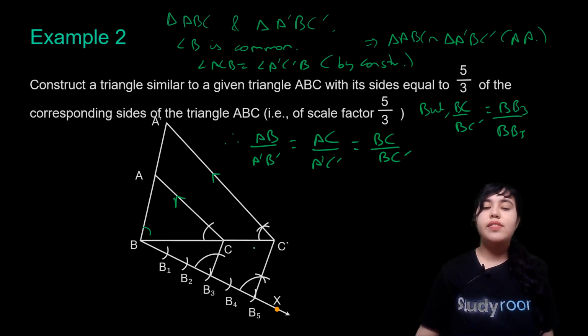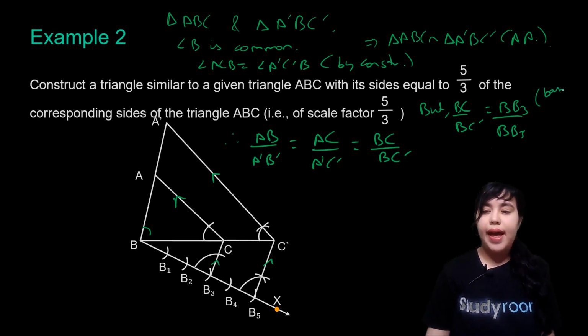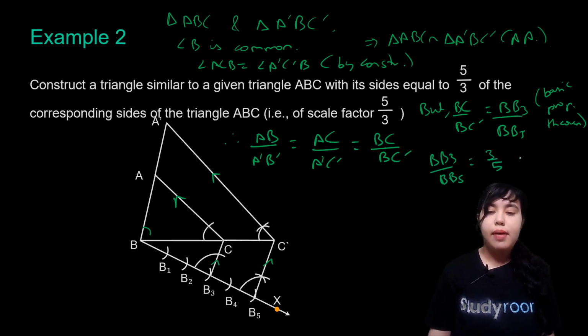You remember we were dividing a line segment in the earlier portion of this chapter, and there we did this by the basic proportionality theorem. Okay, when we make these two sides parallel by the basic proportionality theorem, two ratios turn out to be equal. So by the basic proportionality theorem, and by construction we know BB3 upon BB5 is what? BB3 upon BB5 was equal to 3 by 5 by construction. So by the basic proportionality theorem, your BC upon BC' is also 3 by 5 now.